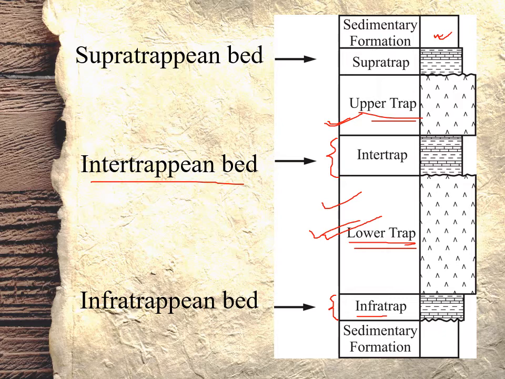Now keep in mind, be careful that although the trap terminology, supratrap, infratrap, intertrap, is associated with these rock bodies, they are not igneous rocks like the Deccan Traps. These supratraps, intertraps, infratraps are all terminologies related to the sedimentary rocks which occur in close relation with the trap lavas. Okay, so be careful on using these terminologies.